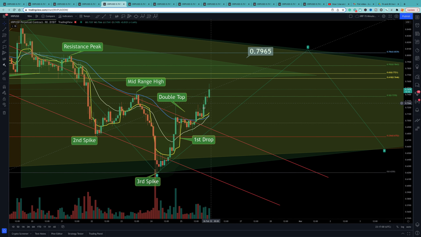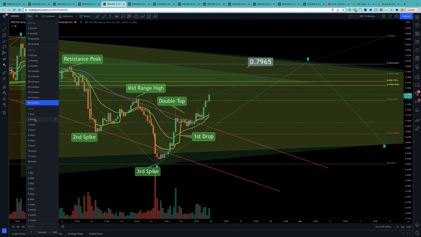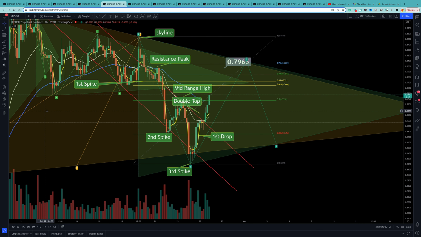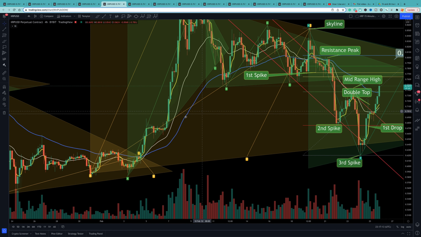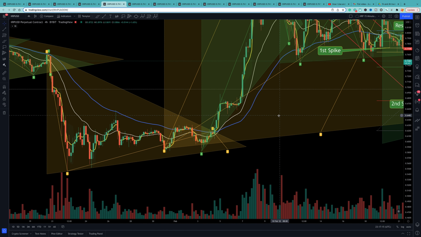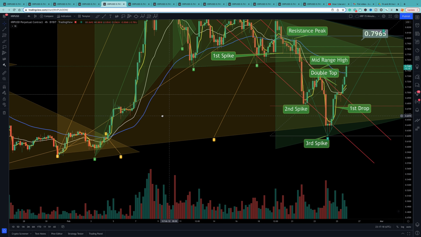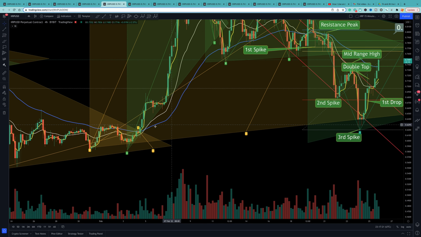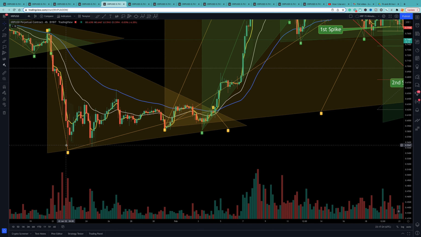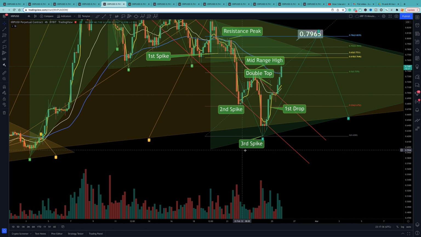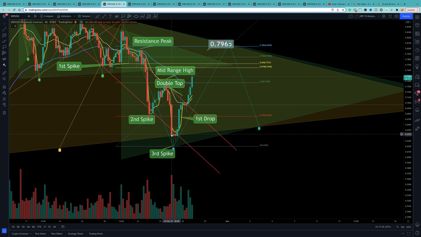By the way, this is the same, see this lift here? This is the same lift as last time, when we got caught, anticipating first drop, anticipating here that from third spike on the hour, we're looking for a first drop. And it looked like first drop was going to go down another leg. And it didn't. It came up like this. And the same is happening here.